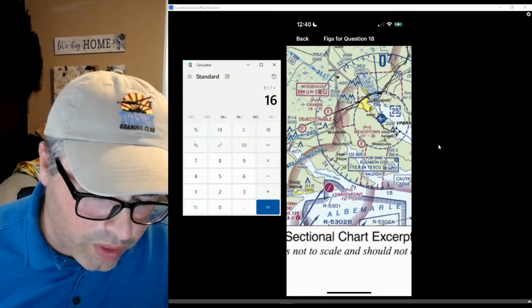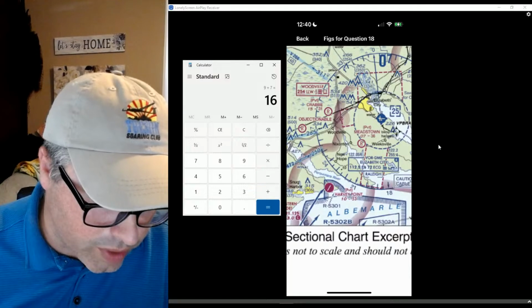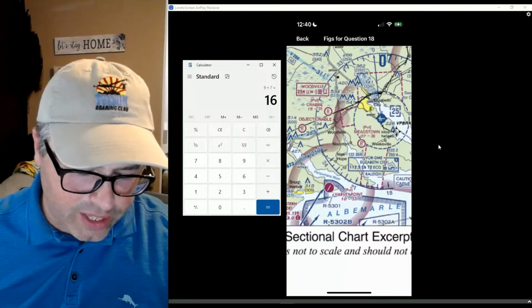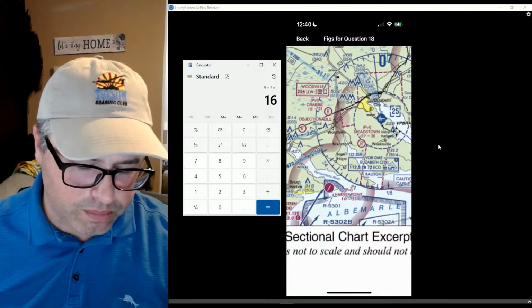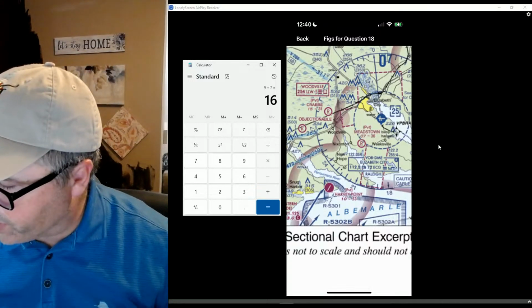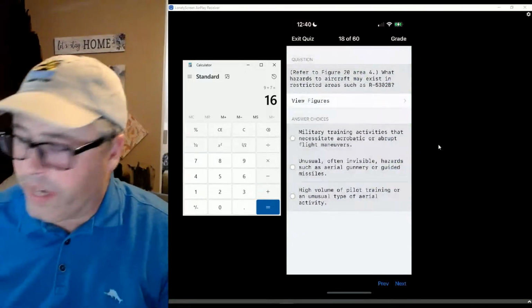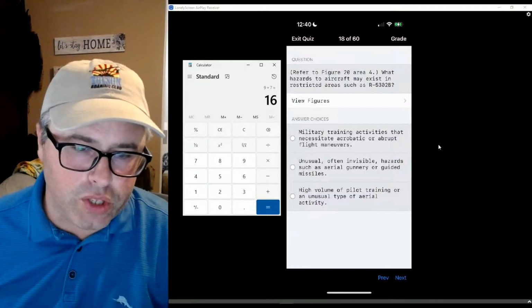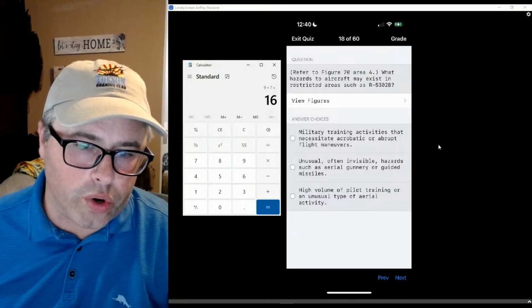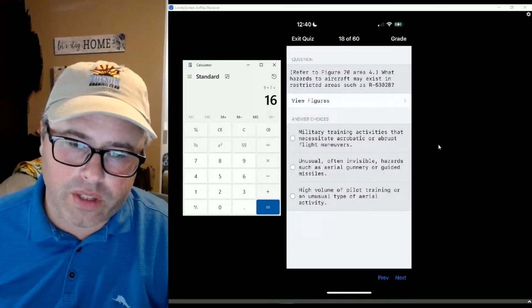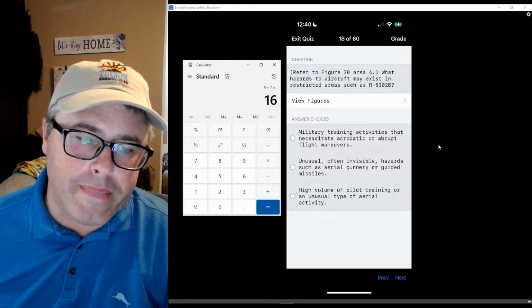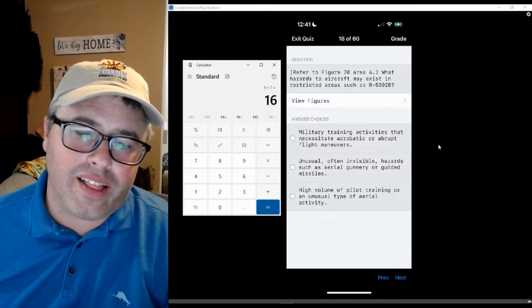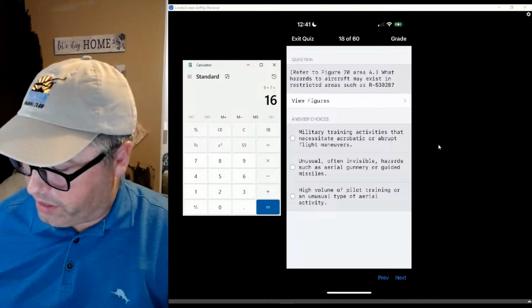But you need to know that it's restricted, and you just need to remember the difference between restricted, MOAs, and different types of airspace. Restricted military training activities that necessitate aerobatics or abrupt flight maneuvers? That sounds like a MOA. Unusual, often invisible hazards such as aerial gunnery or guided missiles? Okay, that's restricted.